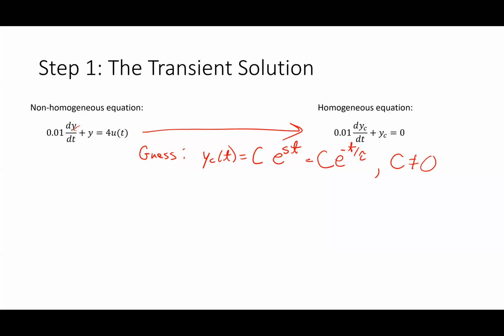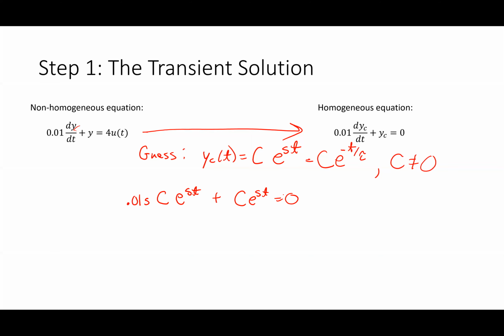So it looks like from there, you should be able to relate the tau, which I think I asked you to put in the problem, to what the s value is. So what do I do? I plug it in. If I plug that in, what I should get is 0.01 s c e to the st, plus c e to the st, all equal to 0.